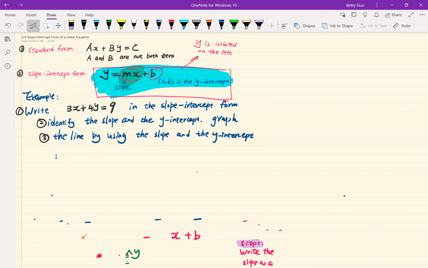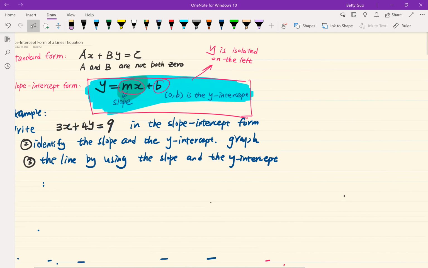Today we're going to learn the second form. We learned the first form already, right? At the beginning of this chapter, we learned the standard form, ax plus by equals c. Today we are going to learn the second form of linear equation in 2 variables. It's called the slope-intercept form.